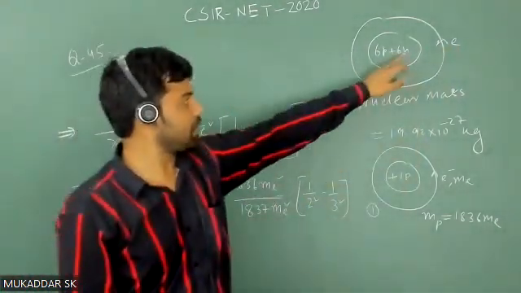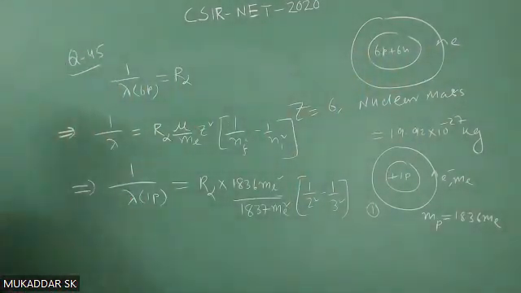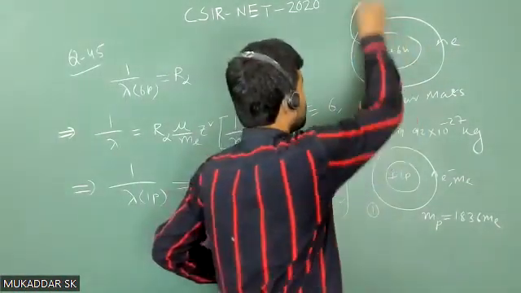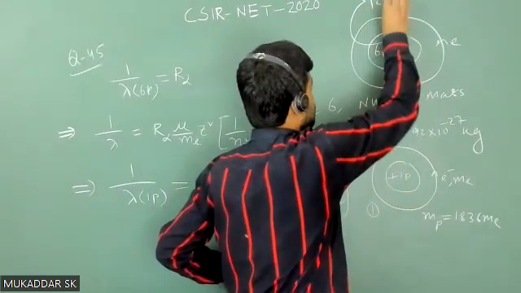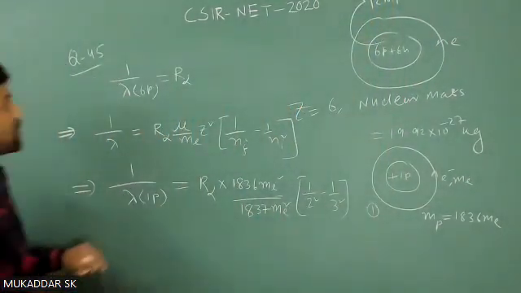As you know, the mass of a neutron is almost close to the mass of a proton. So I can say that the total mass of this nucleus will be 12 times the mass of a proton. Now I can calculate the reduced mass of the system. That will be how much?